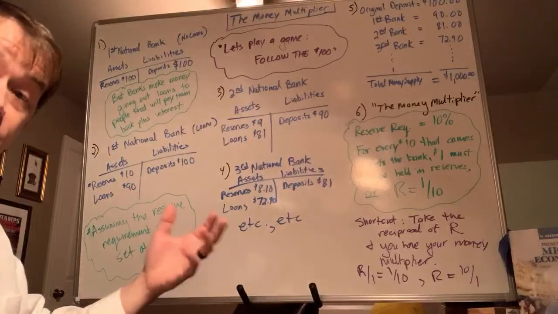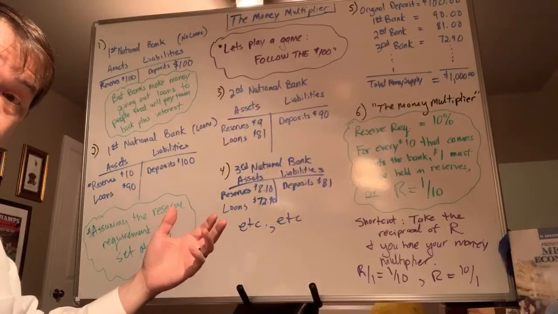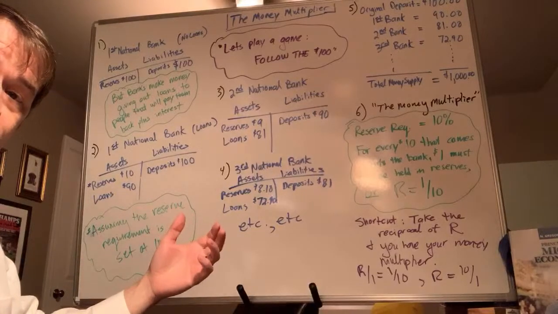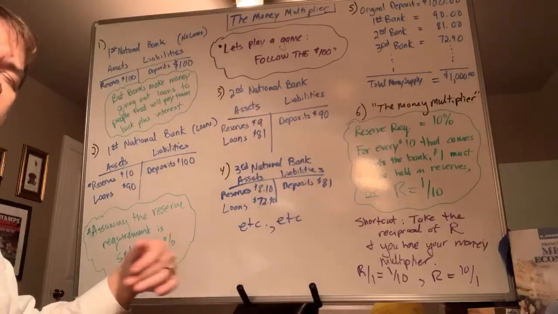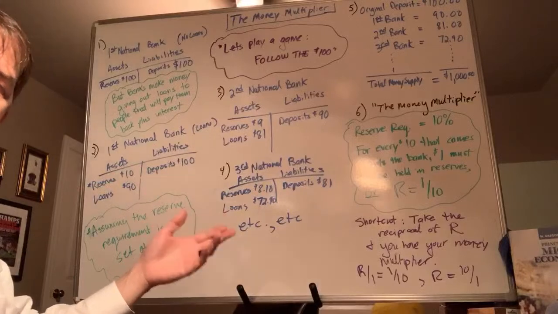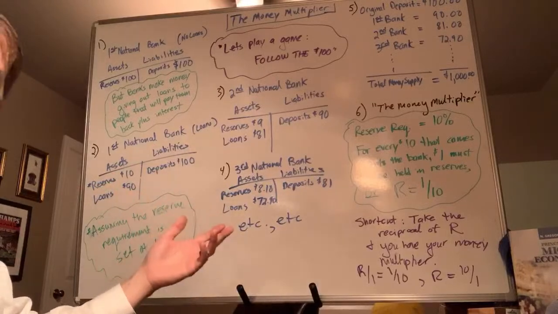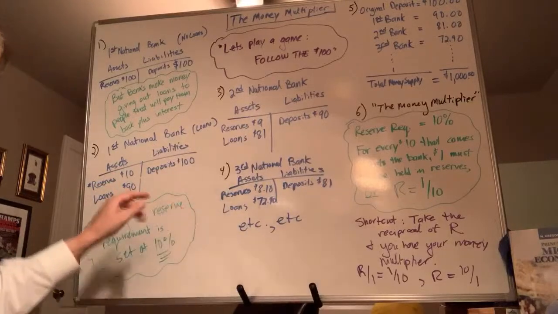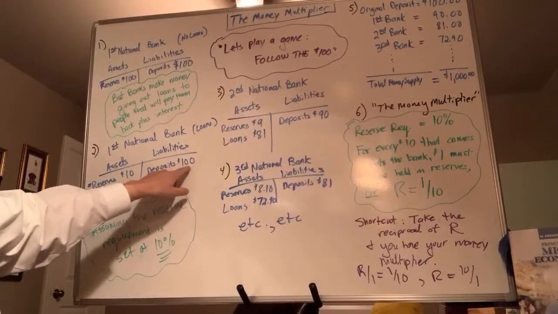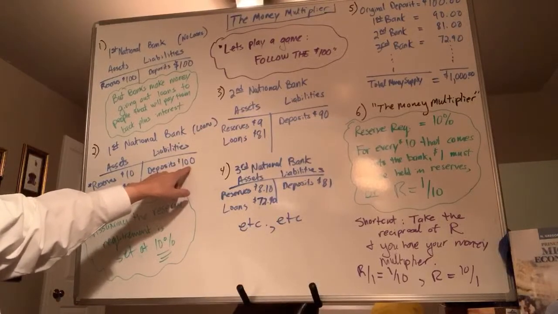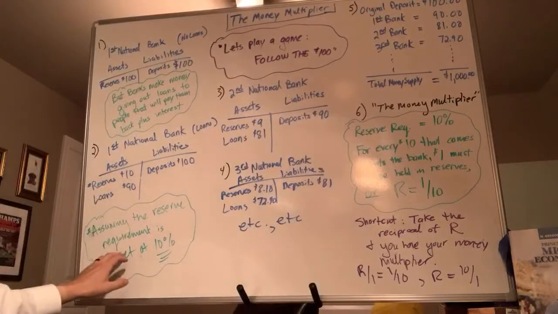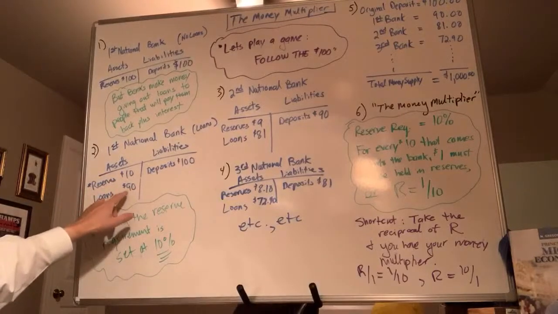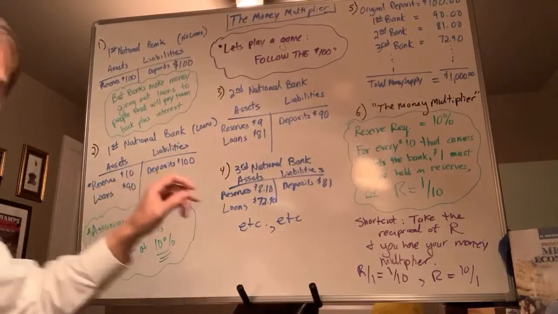Now, who sets that? The Federal Reserve. That's the reserve ratio. So for every $10 they bring in, they've got to keep $1 in reserve. So every $100 they bring in, they've got to keep $10 in reserve. They're bringing in $100 in deposits. They must keep $10 in reserve due to our reserve requirement. That means they can make money on loans by loaning out $90.